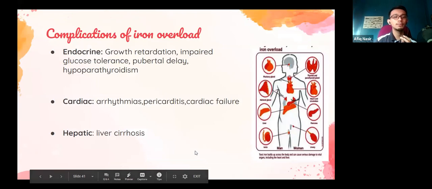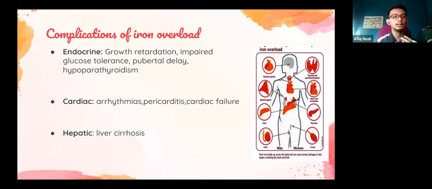There are several complications of iron overload, mainly from the endocrine system: growth retardation, hypoparathyroidism, and pubertal delay. And there are also cardiac complications such as arrhythmias, cardiac failure, pericarditis, and the patient can also come with liver cirrhosis.